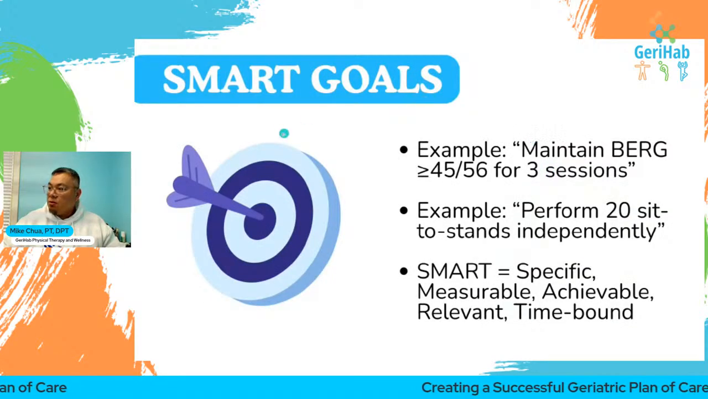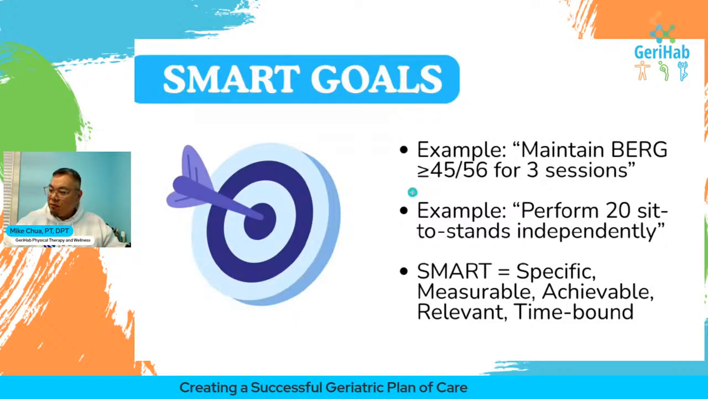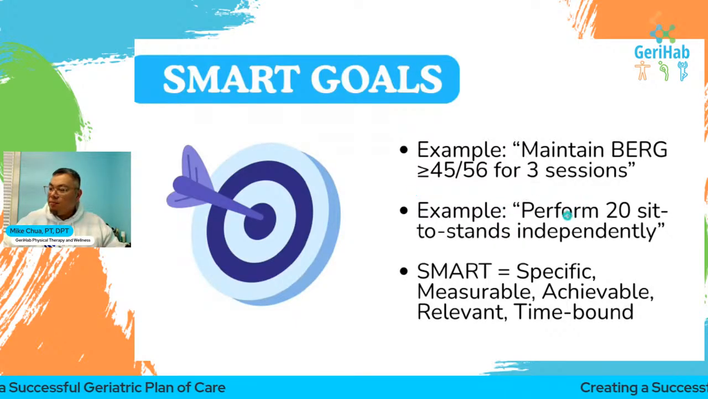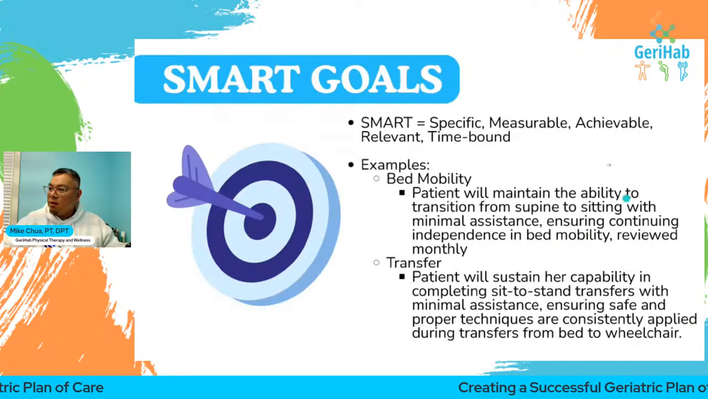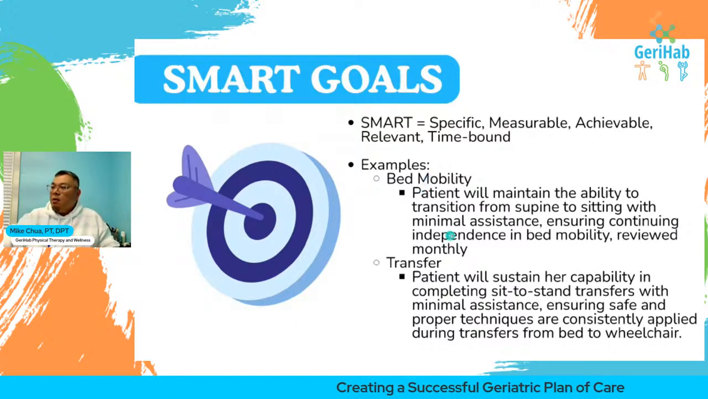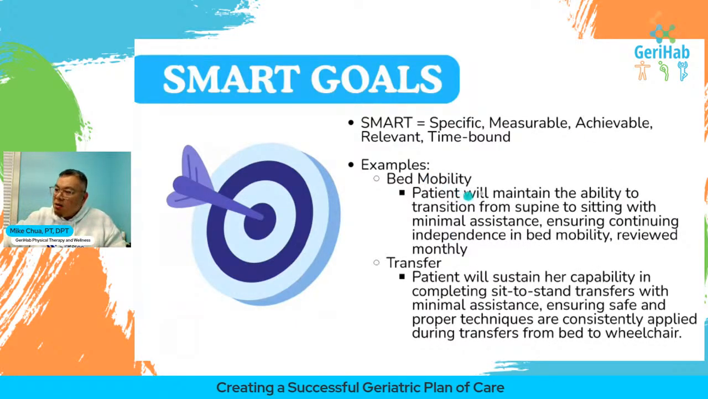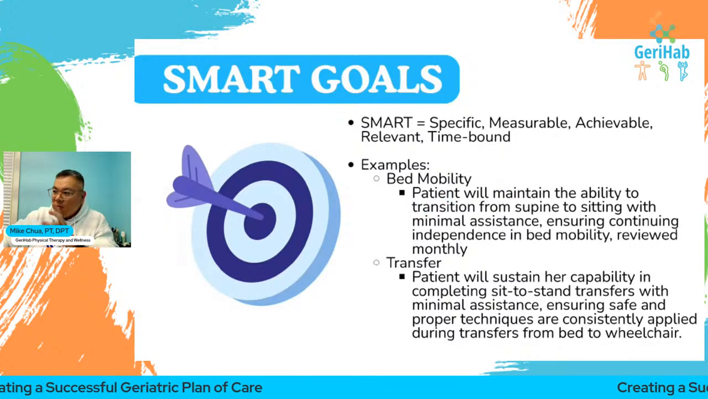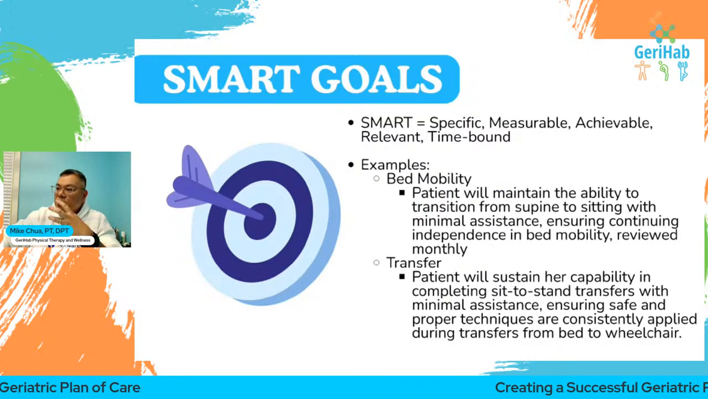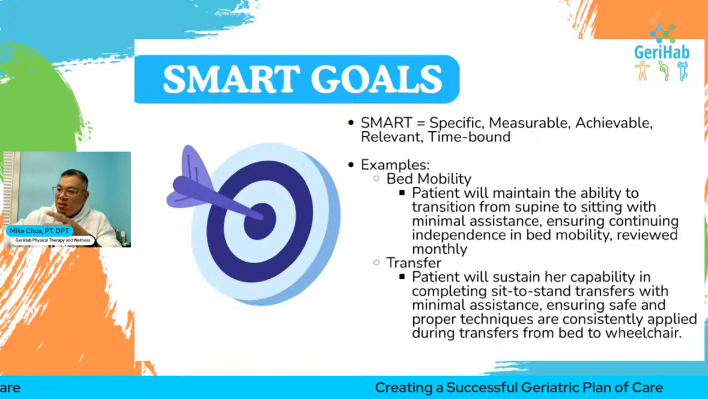SMART goals: maintain Berg to 45 of 56 for 3 sessions. I don't like this goal here. Let me find another one. This is a better one. Patient will maintain the ability to transition from supine to sitting with minimal assistance, ensuring continued independence in bed mobility, and then you review it monthly.